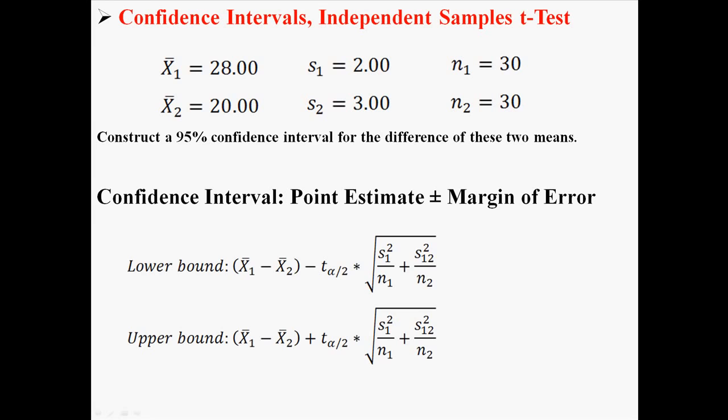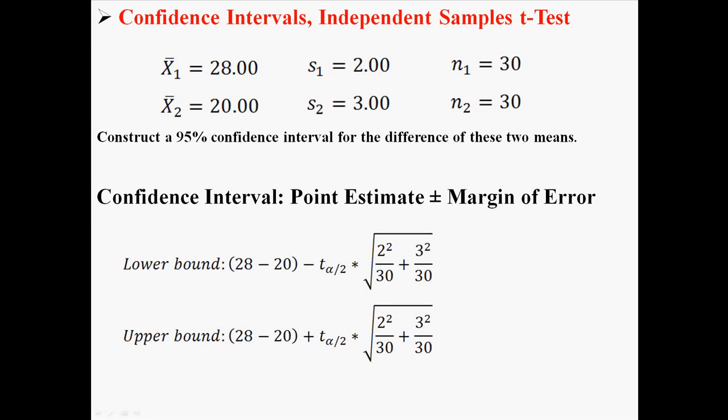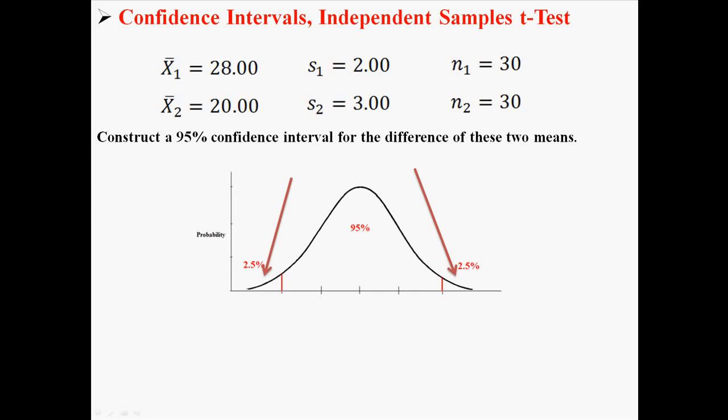So I can put in the pieces that we already know. And all we really need is that thing, t alpha divided by 2. If we had that, we could find the lower bound and the upper bound. So let's do that. First of all, we're constructing a 95% confidence interval. That means that there's 5% left over. We have an alpha of 0.05. So we're going to use an alpha of 0.05 when we're looking up our t-value.